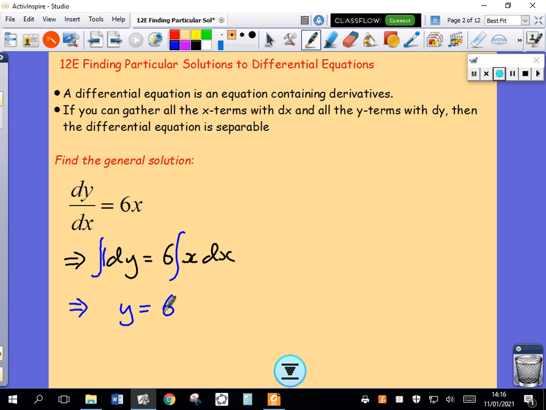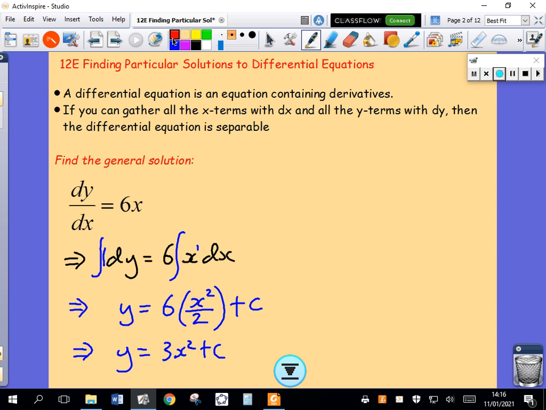On the right hand side, it's going to be 6 times the antiderivative of x, the power rule. Add 1 to the old exponent. The old exponent is 1. Add 1 to that, you get 2. Divide by the new exponent, 2. And add the constant of integration. So we get y is equal to 6 divided by 2, which is 3, x squared plus c. That is my general solution.